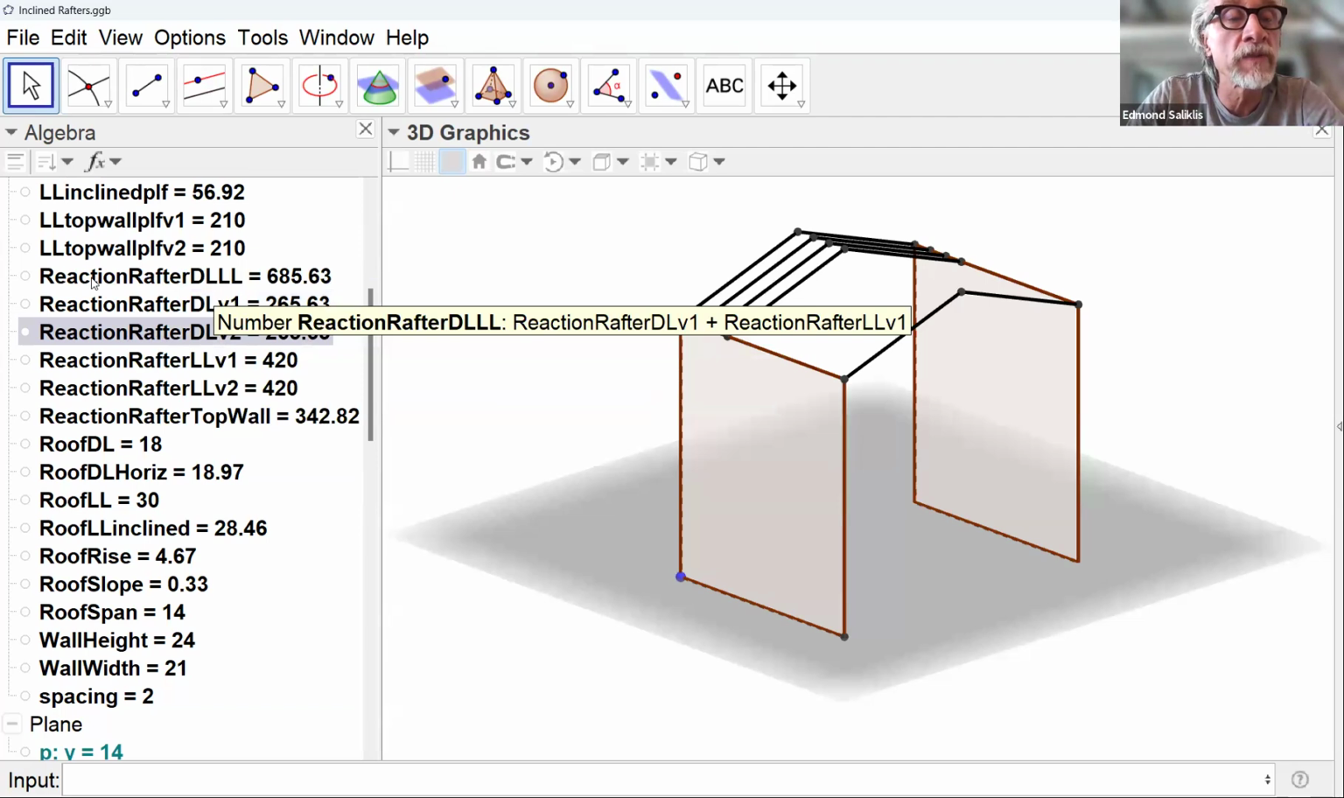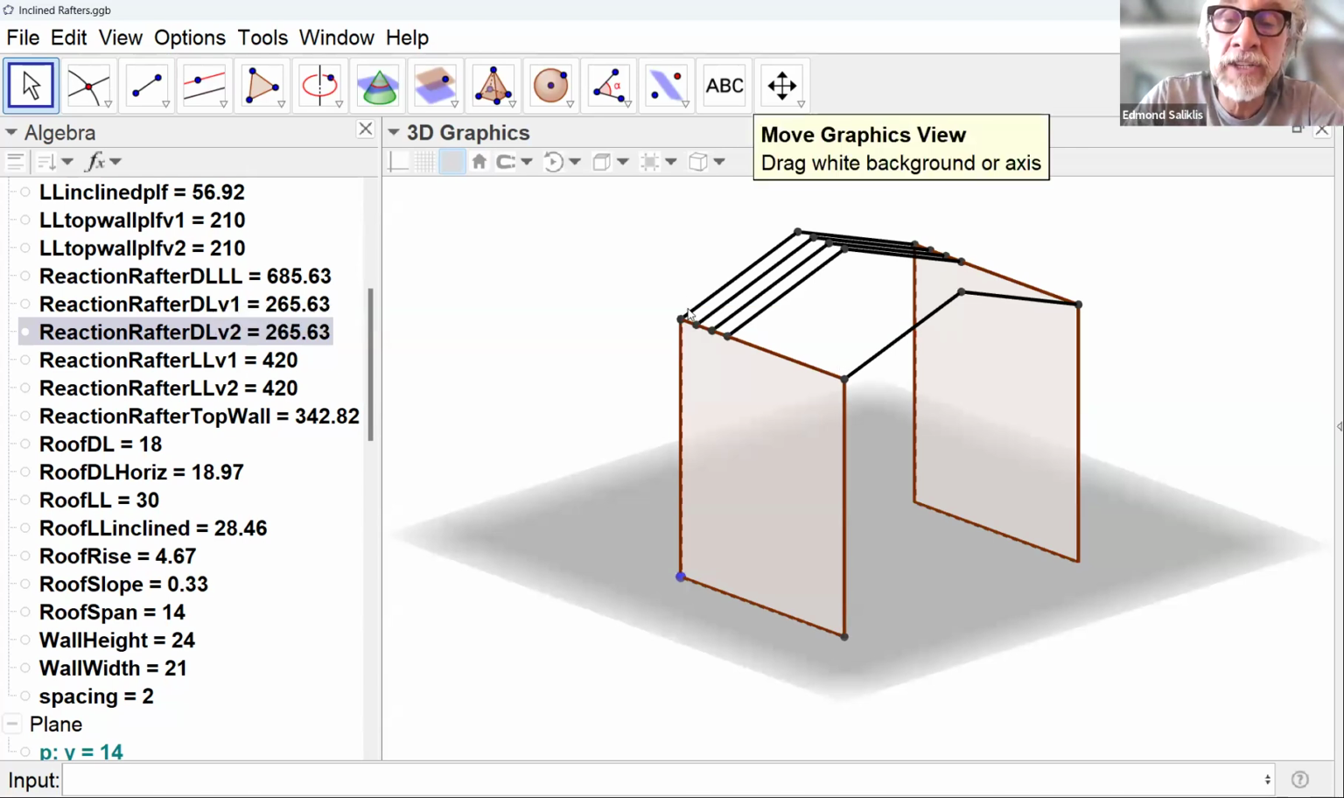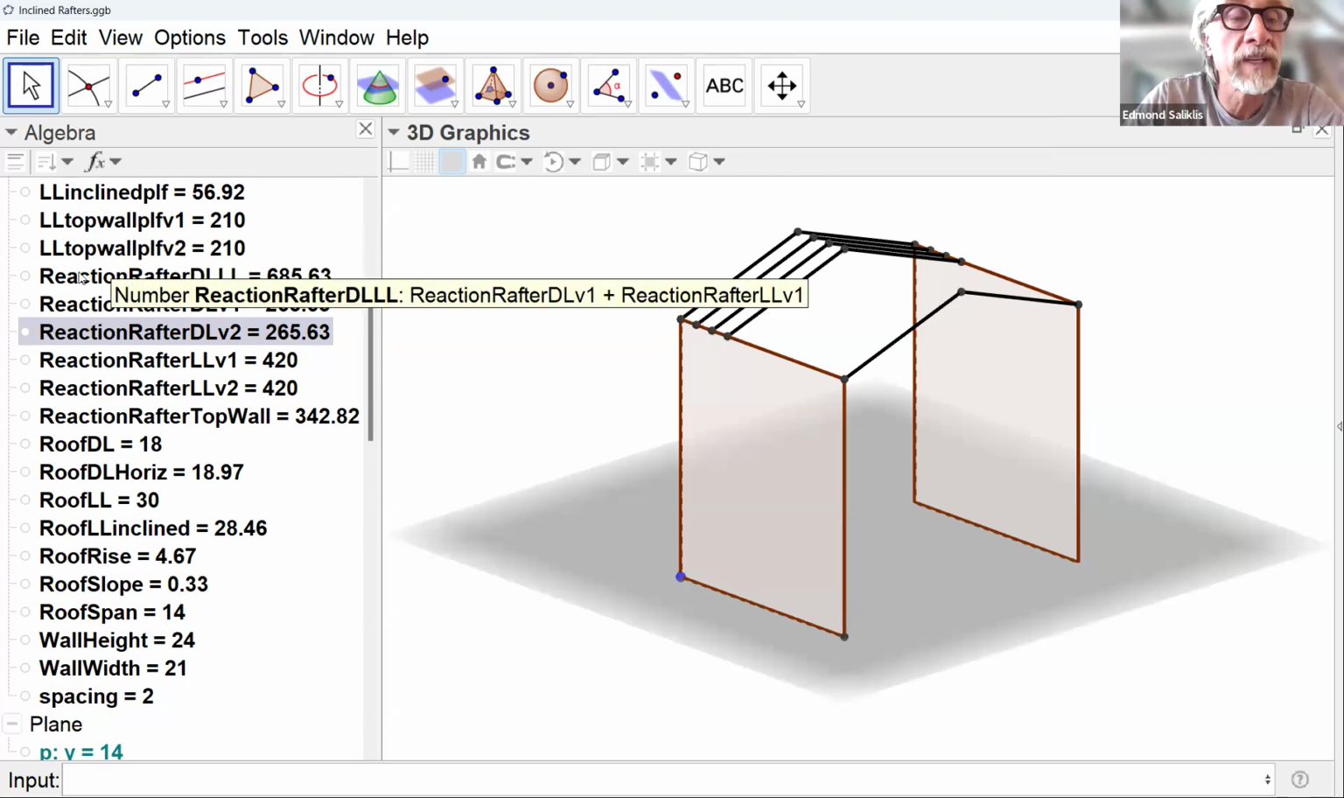Then I have this reaction of the rafters, dead load, live load, which is the dead load reaction plus the live load reaction. And it doesn't matter whether I use version one or version two because they're identical. I took the reaction here from the live load and the reaction here from the dead load. And I just added them up and I get 685. So let's go back to the Word document, see if we could find 685.